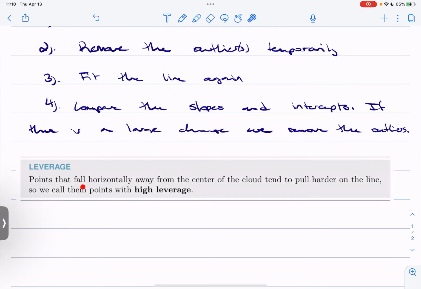Okay, so points that fall horizontally away from the center of the cloud, so kind of this way. Think of a, what's that physics term where it's like a balancing thing? You guys know, I'm making motions. If you're not here, it's hard to know.